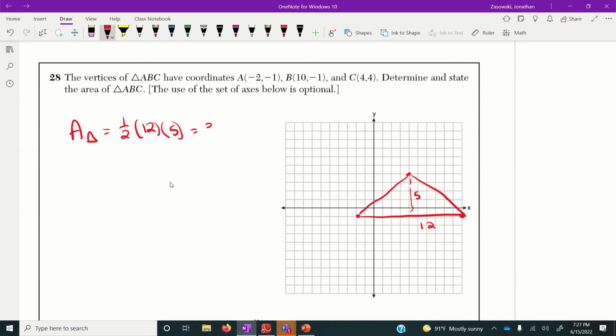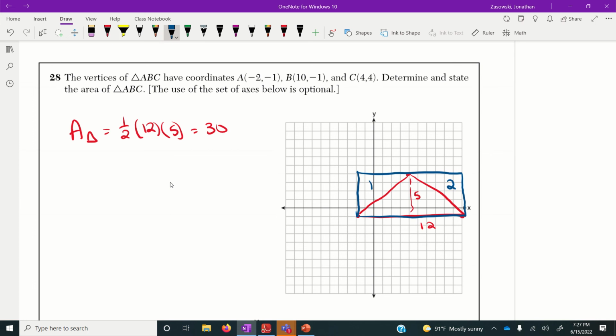Half of 60 is 30, and we're done. Now, if you don't have nice lines, you can just encase our triangle in a box, figure the area of the two rectangles or the triangles that are around it that are going to be right triangles. Okay, so you can count, right?